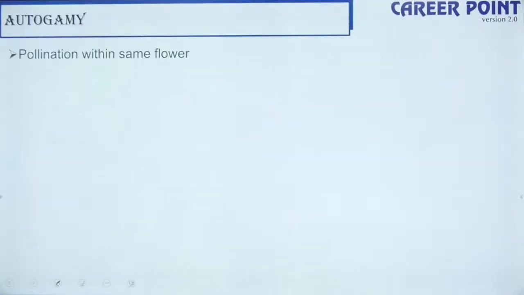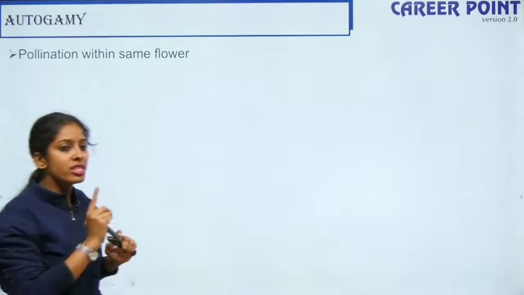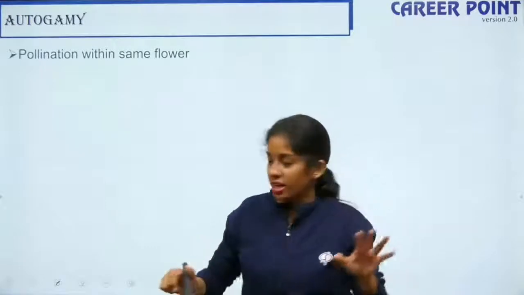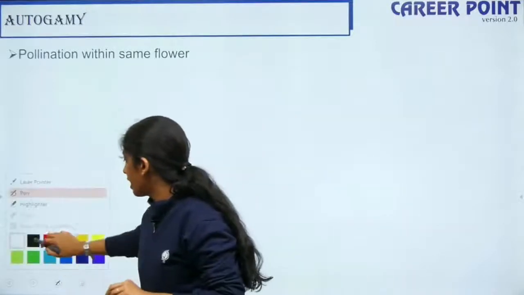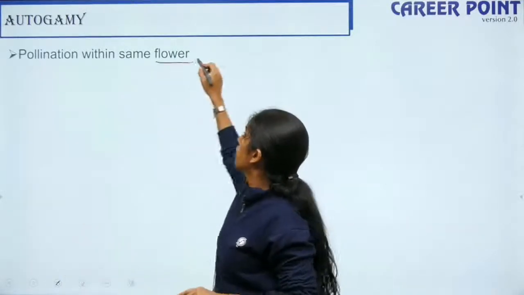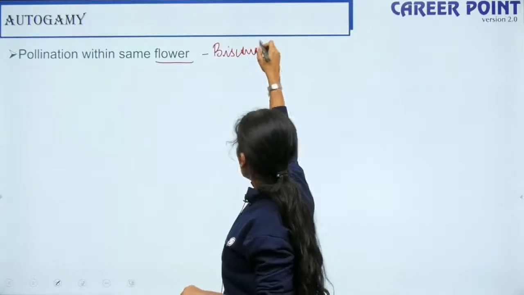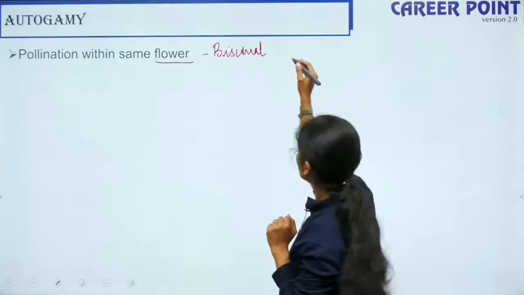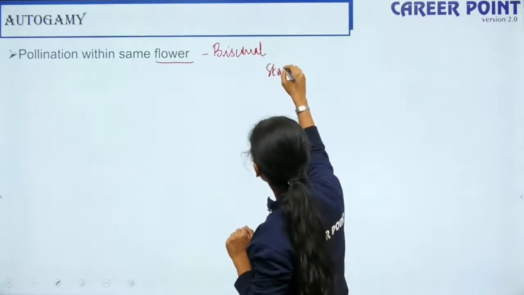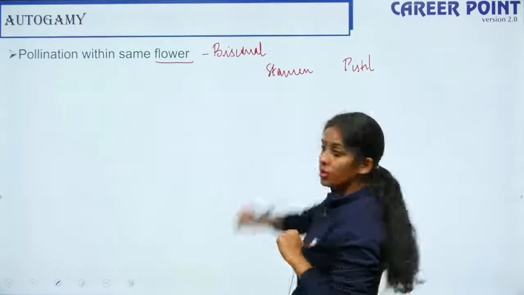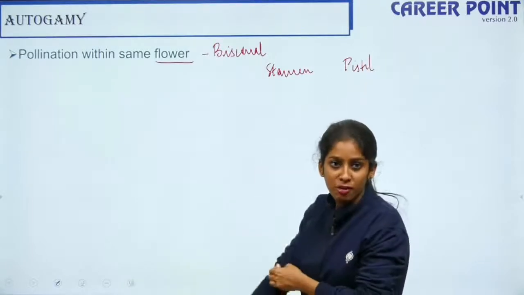So what is autogamy? Pollination within the same flower. When a particular flower has both androecium and gynoecium, that is, when a particular flower is bisexual, only then is this pollination possible. A bisexual flower will have your stamen as well as your pistil. Right? So that is a bisexual flower.